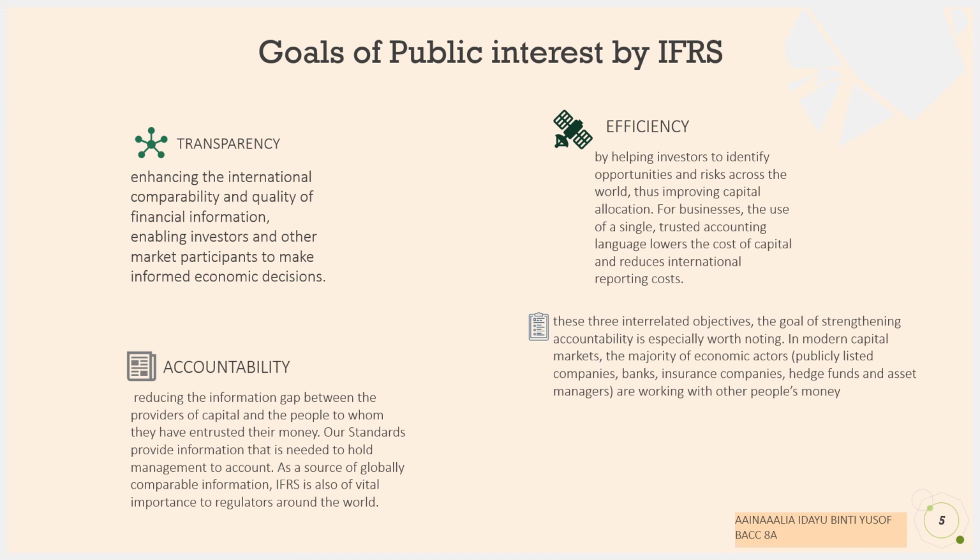regulators around the world. Lastly is efficiency, which is helping the investor to identify the opportunities and risks across the world, thus improving the capital allocations. For the businesses, the use of a single trusted accounting language lowers the cost of capital and reduces international reporting costs, which are these three interrelated objectives. The goal of strengthening accountability is especially worth noting. In the modern capital market, the majority of the economic actors, publicly listed companies, banks, insurance companies, hedge funds, and asset managers are working with other people's money.